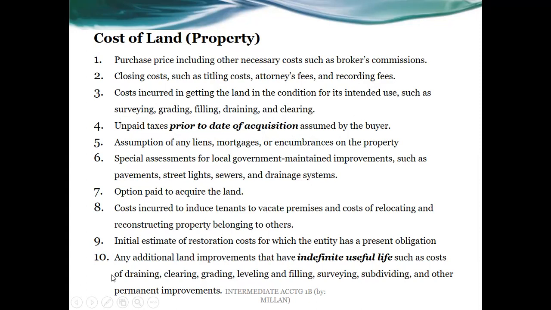The number 10 is any additional land improvements that have indefinite useful life, which means that when we improve the land, then it forms part of the cost of the land because its particular useful life, or the time that we can enjoy the benefits, will of course not be determined exactly, like draining. So if we drain the land or area, we cannot associate a certain land improvement for that we can really classify separate from the land. So that's the point, that it is capitalized as part of the land because it is part of the land and it's permanent in nature. So land improvements will also be discussed later on.